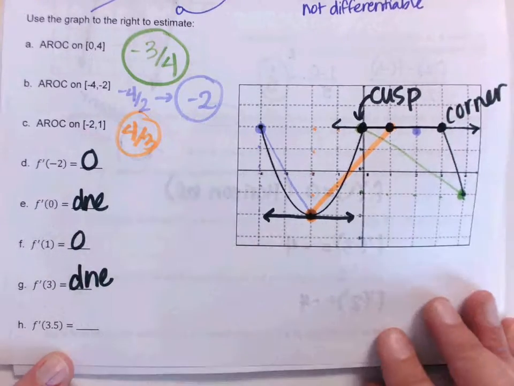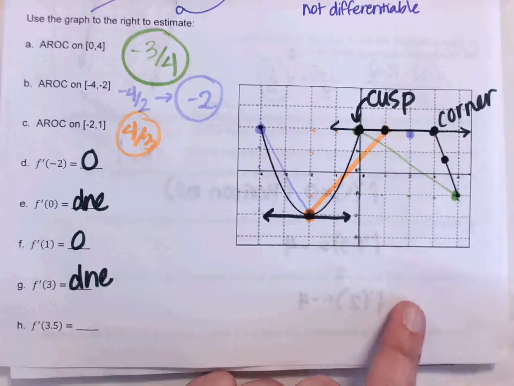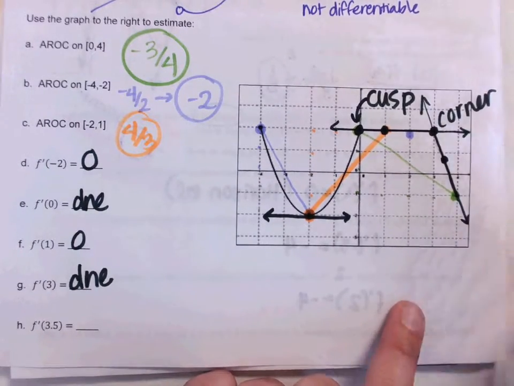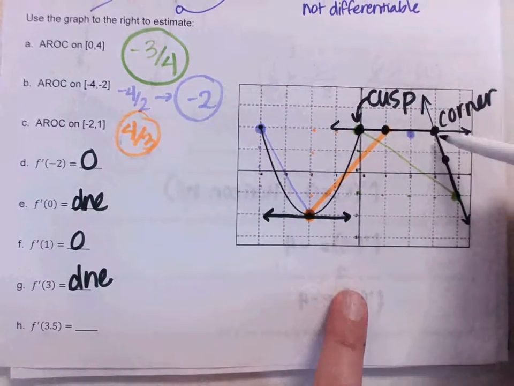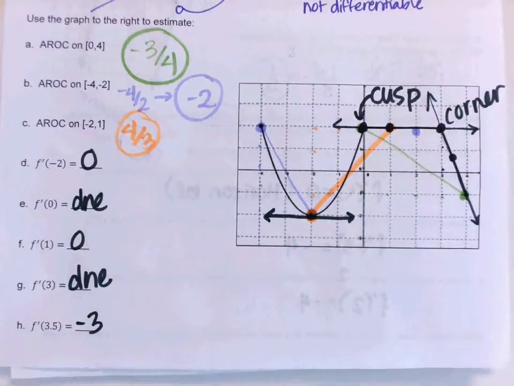Last one, I want it at 3.5. 3.5 is here. Can I draw a tangent line in there? Sure. There to there. And if I look at that line, what's the slope of that? 1, 2, 3 over 1, -3. Get the idea? No?